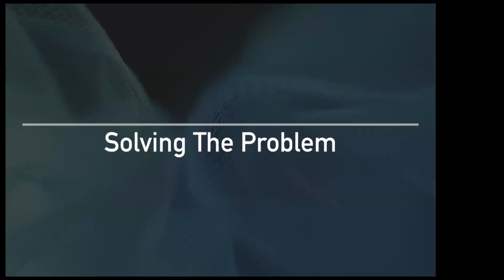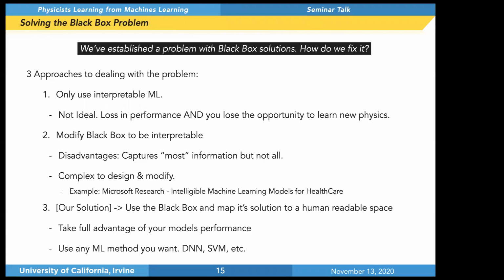So that's the problem. And then what are the ways that we can solve this problem? There are essentially three different ways you can approach it. The first is just to avoid using these black box solutions. And that's not ideal for the really obvious reason that you can't take advantage of the power of something like a deep neural net. So you have this powerful tool at your disposal, but you don't want to use it because you're not sure you can trust the results, or you're not sure that what it's learning is necessarily physical.